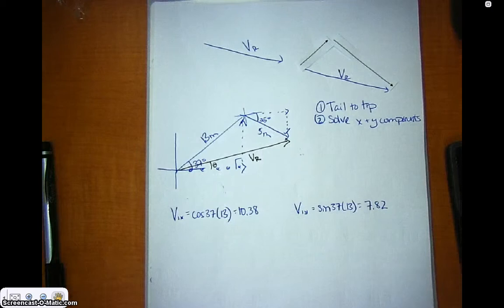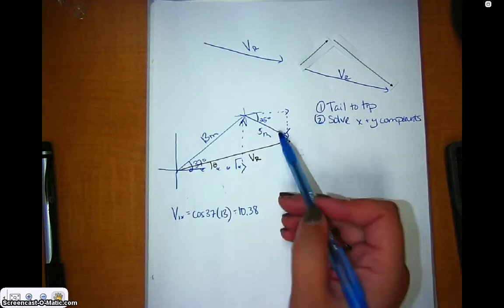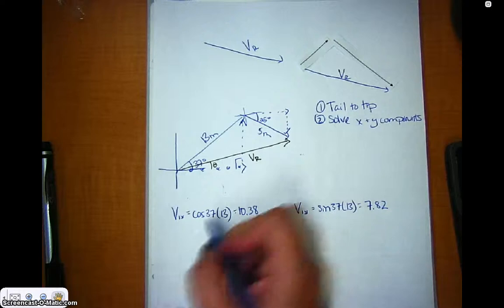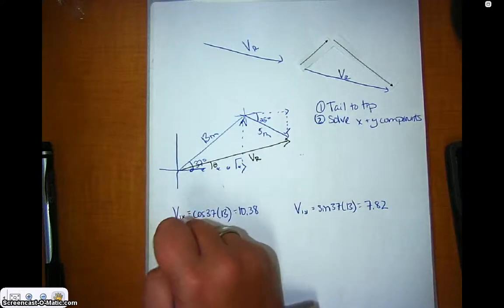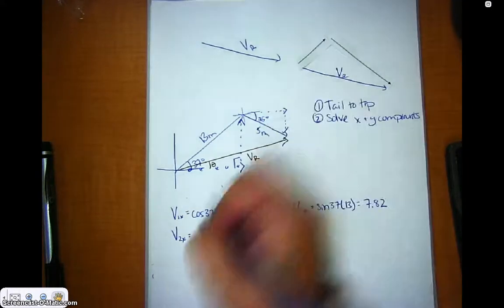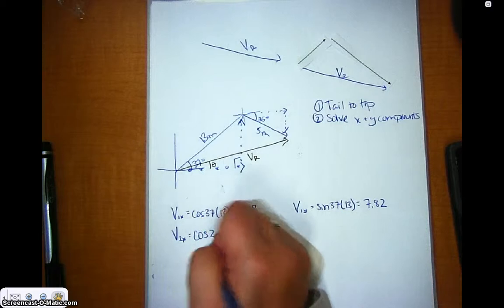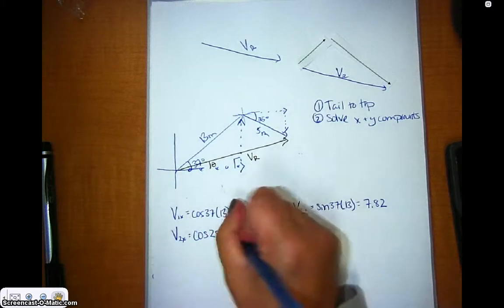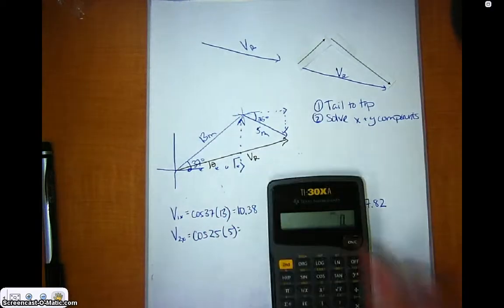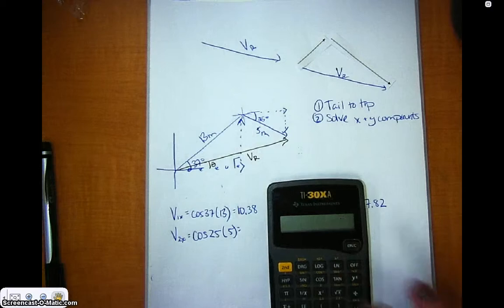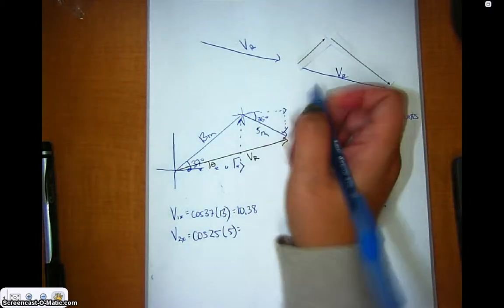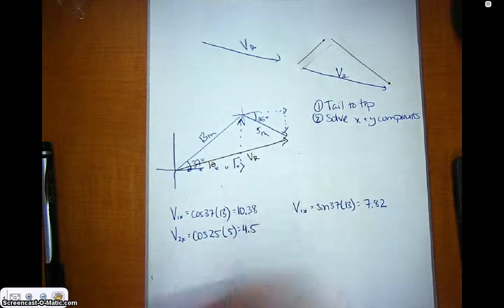Now I'm going to figure out the x's and y's of my second vector. So vector 2x is equal to the cosine of 25 times 5. The cosine of 25 gives me 4.5, and again it's to the right, so I'll make it positive.